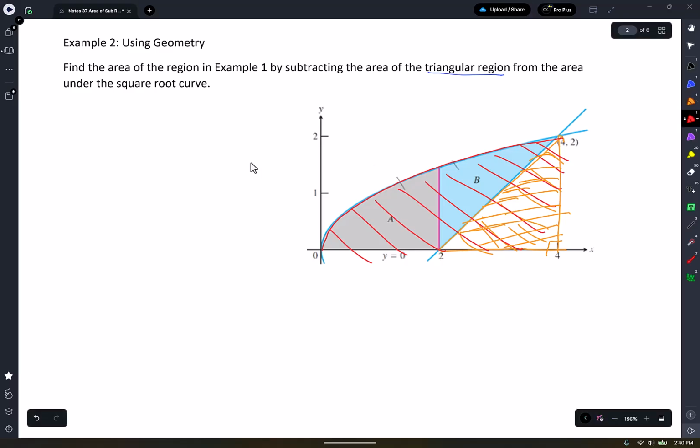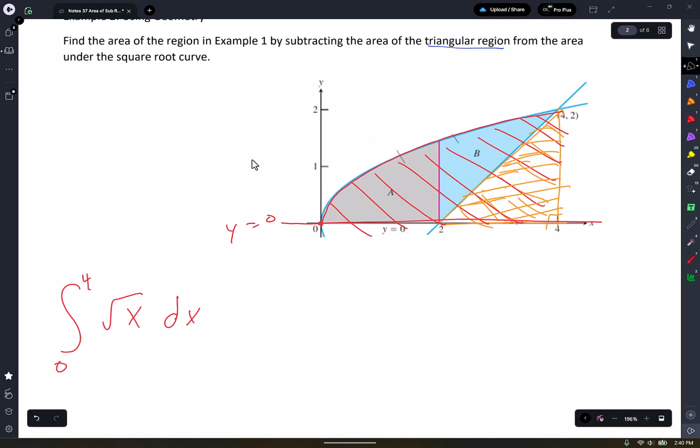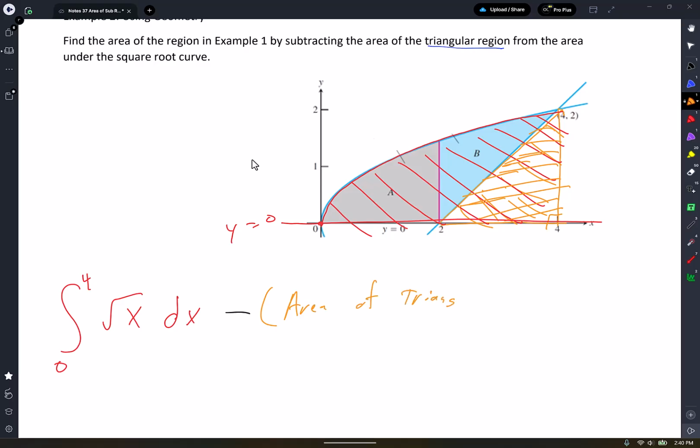So here it is. I'm going to go area under the curve. So I'm going to take the integral from 0 all the way to 4 of the square root curve. So I can say square root of x minus 0, but isn't it just better to say square root of x? Yeah, this line right here, the x-axis, that's y equals 0, guys. So I could have said square root of x minus 0, but just say square root of x. And I'm going to subtract the area, and I'm color coding it, guys. Area of triangle region.